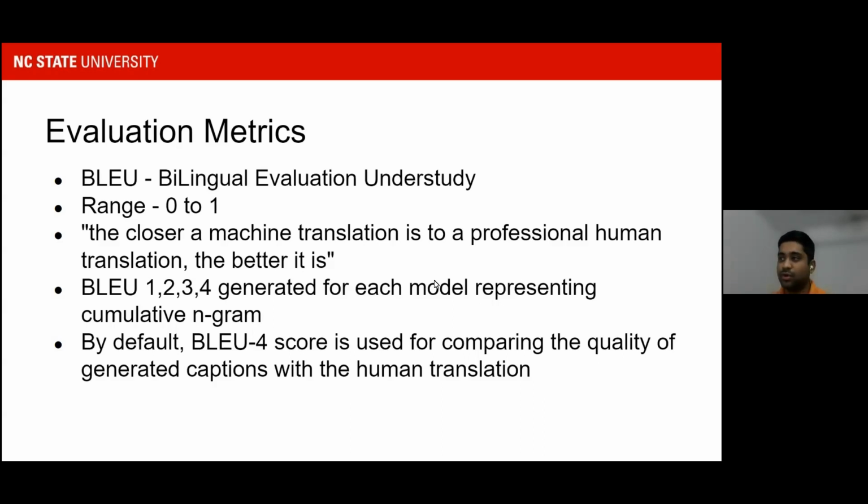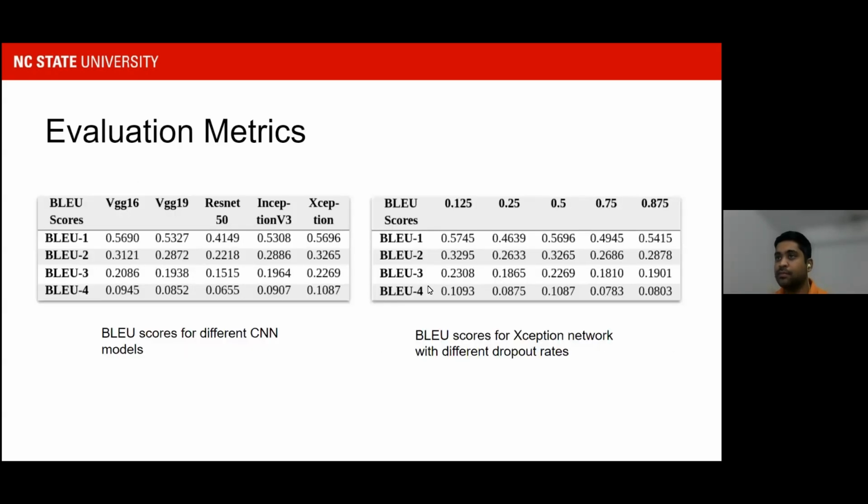By default, the BLEU 4 score is used for comparing the quality of generated captions with the human translation of the same image. Here are the BLEU scores for each of the CNN models for which we plotted the validation loss curves. As you can see, the Xception model performed better as compared to the others. On the right side you can see the BLEU scores for different dropout rates, and the model with dropout rate 0.125 performs the best as compared to others.